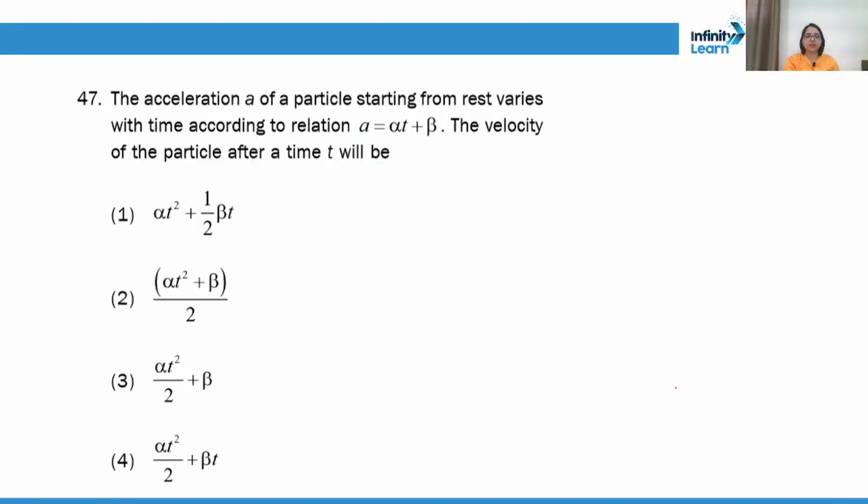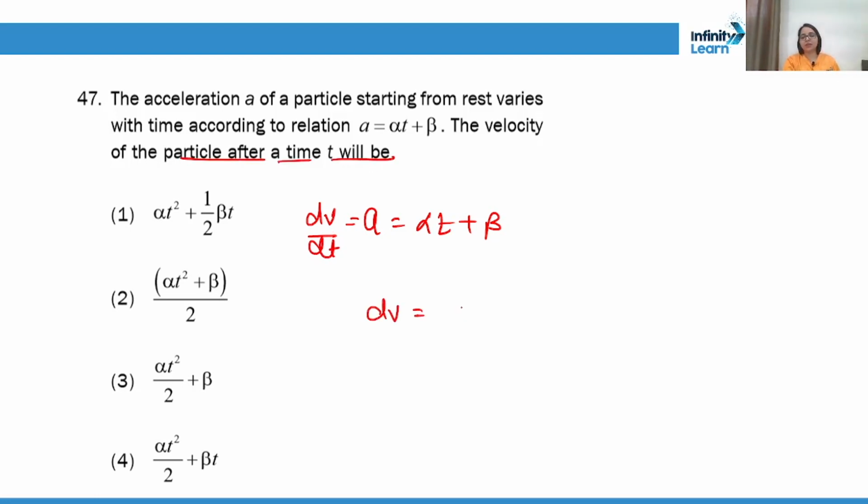Question number 47. The acceleration a of a particle starting from rest varies with time according to the relation a is equal to alpha t plus beta, which is equal to dv by dt. The velocity of the particle after time t will be.